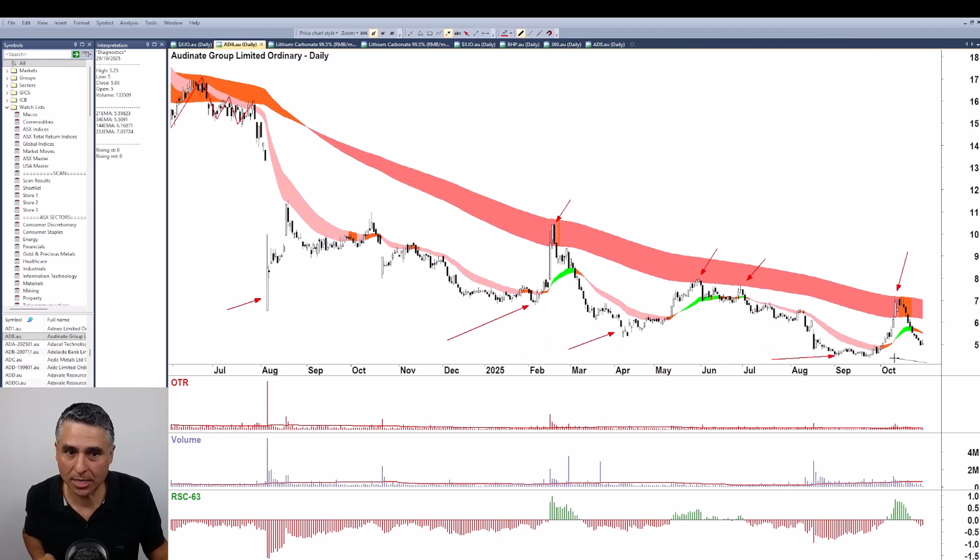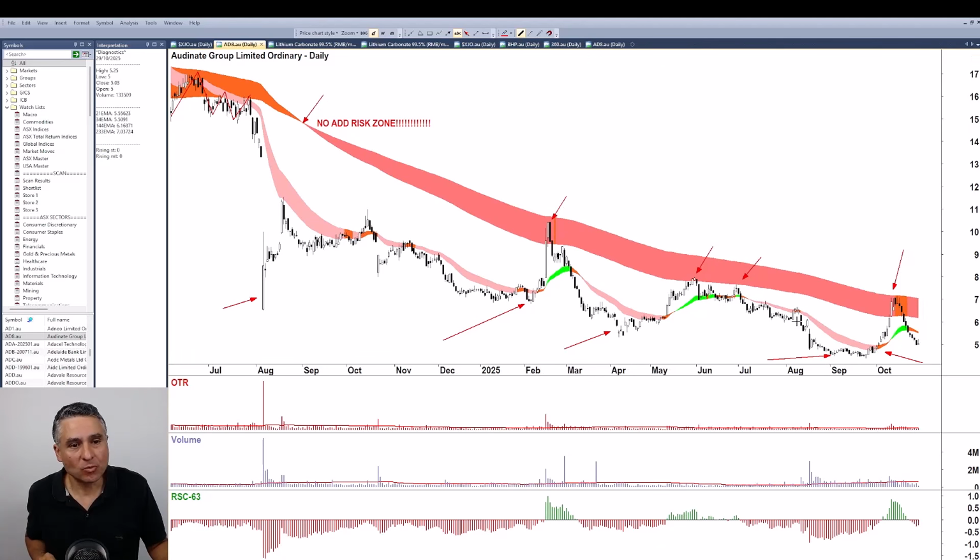On that day, none of these candles from that point there allowed me any possibility to add risk. So from here is a no add risk zone, right? I cannot possibly add risk from that point, okay? That's my rule. And that's where we are right now. So I can't possibly add risk on this.